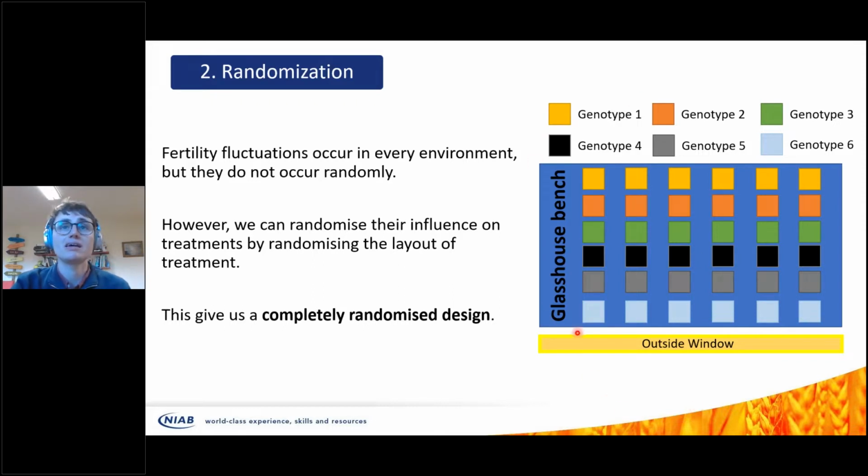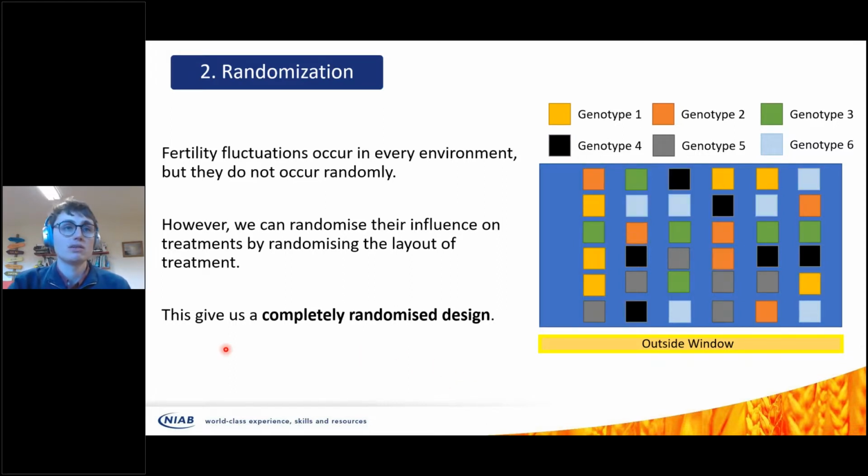So in this case here, this is what we wouldn't want to do. We wouldn't want to have genotypes non-randomized. We have replicates, but non-randomized genotypes. So genotype 6 is going to have an advantage over the other genotypes as it's next to the window. The solution to get around this would be to completely randomize the design, which gives us a completely randomized design, which is probably the most simple acceptable design for analysis. And here we've randomized our genotypes and spread out that effect of the window gradient.